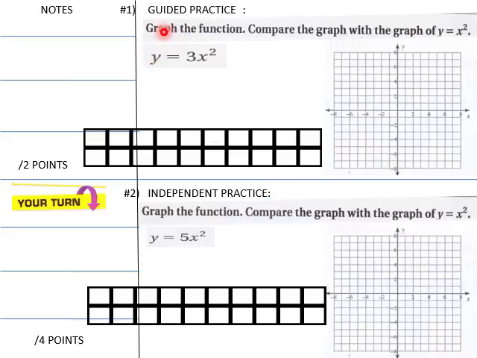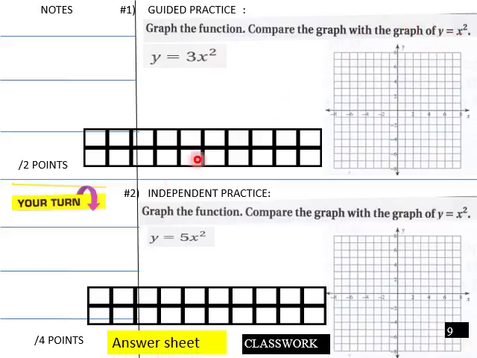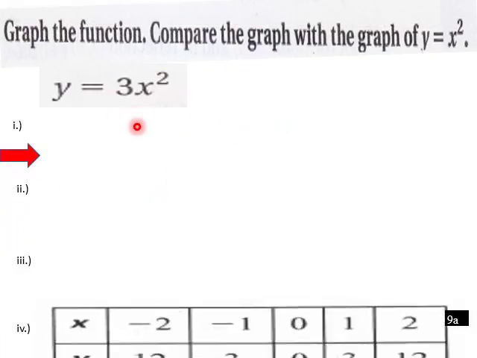Then they want us to graph the function and compare the graph with the graph of y equals x squared. So y equals 3x squared. With a 3 as your coefficient, it's going to be way steeper than this graph. Down here, this is your independent practice, students. Y equals 5x squared, so that thing is really going to be steep. I'm just giving you a little hint there. Use your table or use a graphing calculator.